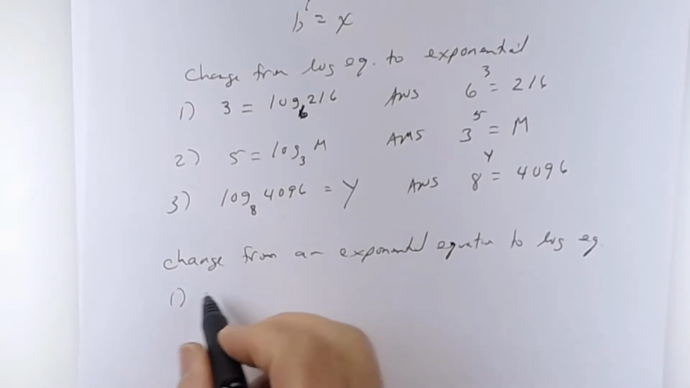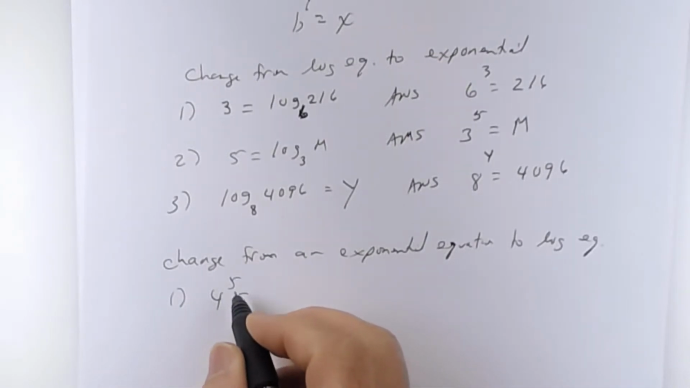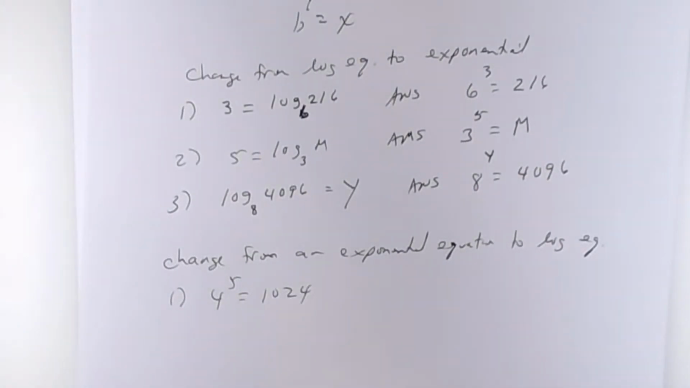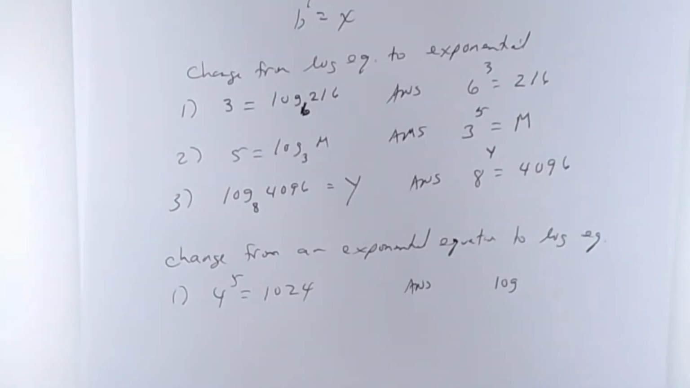All right, number 1. 4 to the fifth power equals 1024. So we're going to change this to a log equation. Now listen carefully. I know that when I change to the log equation, I have to use the letters log. Now when I write log, I've got to have a base and an argument with it.